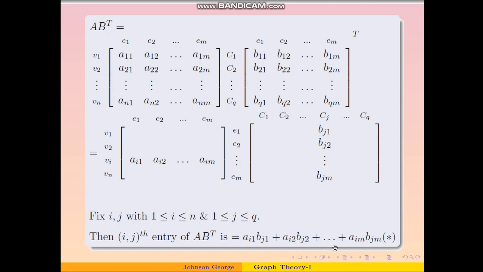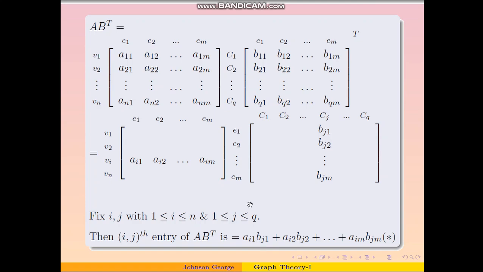Now I have to prove that in any case the ijth entry of AB transpose is equal to 0. Now consider this first term, A_i1 B_j1. Then A_i1 is this entry and B_j1 is this entry. Now A_i1 is non-zero if E1 is incident on this vertex Vi. If E1 is not incident to the vertex Vi, then this entry is 0, or else this entry is non-zero.